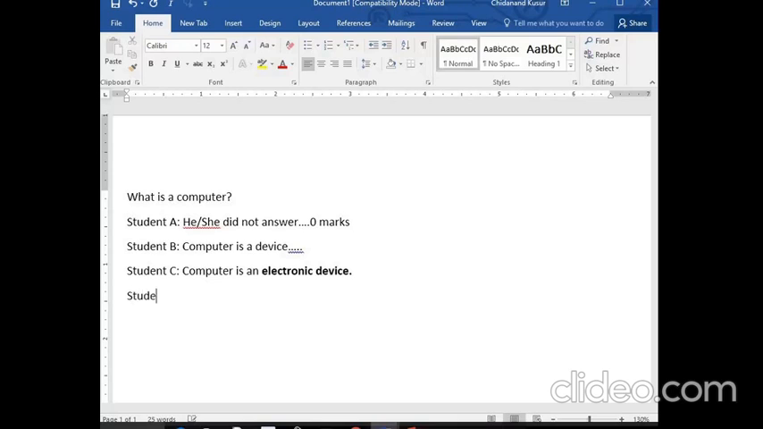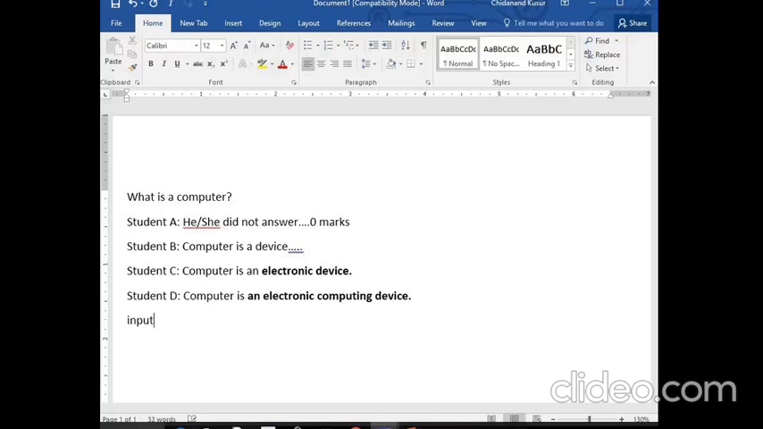I am asking the same question to the next student. What is computer? The next student is telling me again an improved answer. Computer is an electronic device, but it is having the capability to do calculations, sir. Computing. Oh, very good. It is having the capability to do calculations as per the given inputs.